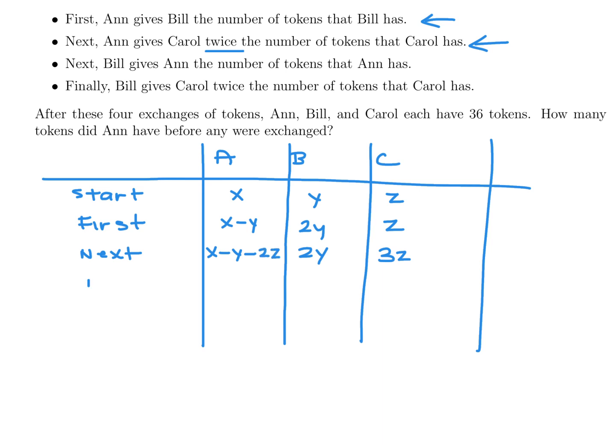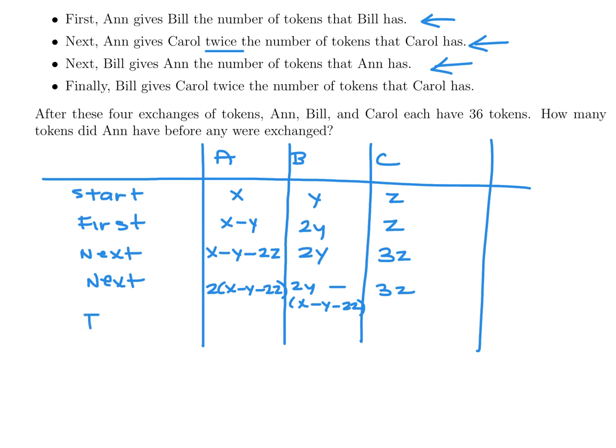Okay, so far so good. And then next, this guy, that interpretation, this remains 3z. And then this will be 2y minus x minus y minus 2z. Yeah, and then this, of course, would be 2 times x minus y minus 2z.